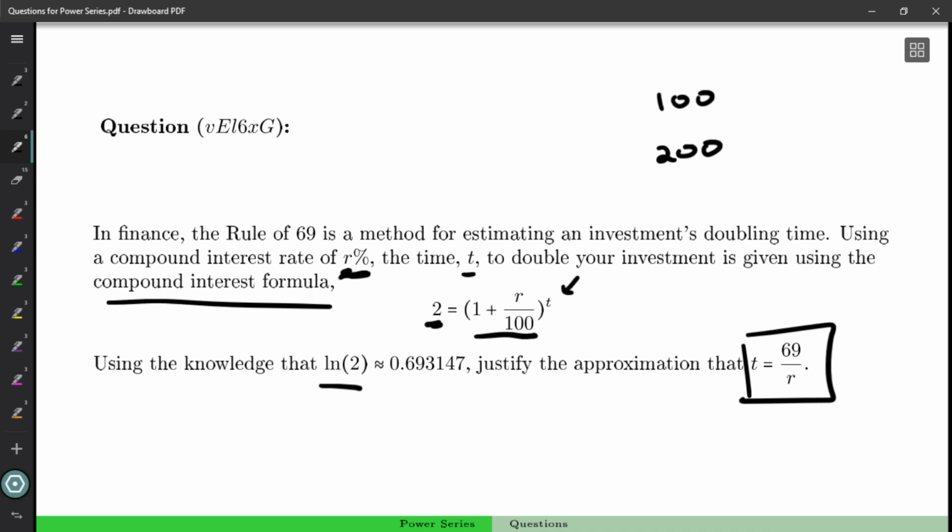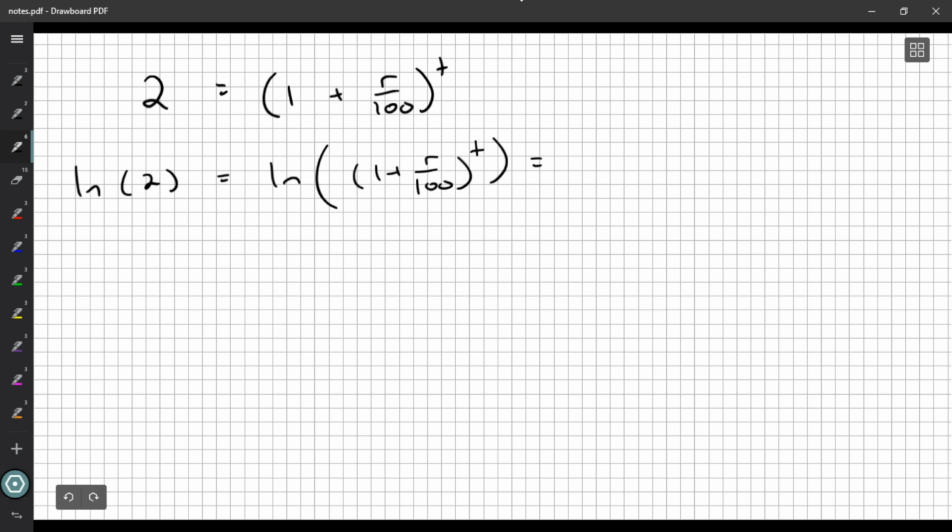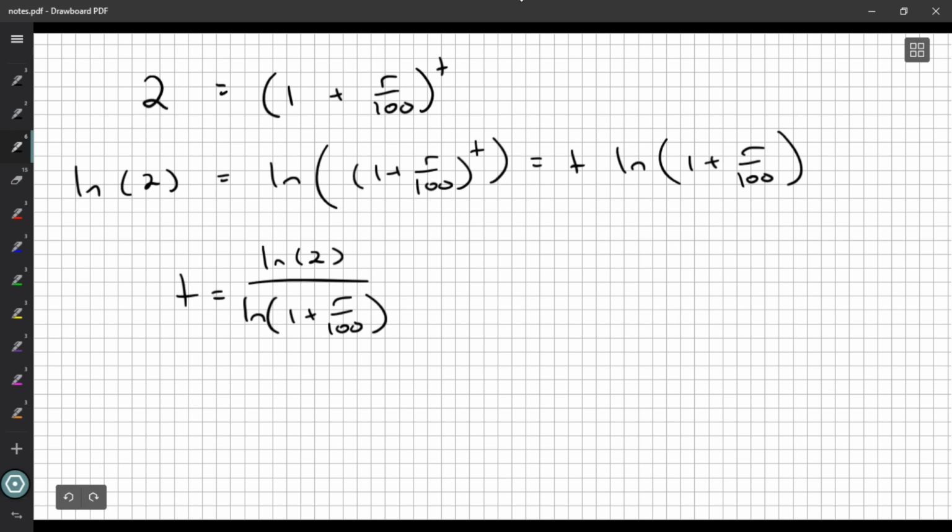So what can we do? Well, we've got to start with the formula that actually computes t. Currently, it is not set up to solve for t, but we can change that. Apply the natural logarithm to both sides. That t can hop out. And then rearranging to solve for t, t is ln 2, which in the question they give me an approximation for, and then all divided by ln of 1 plus r over 100.